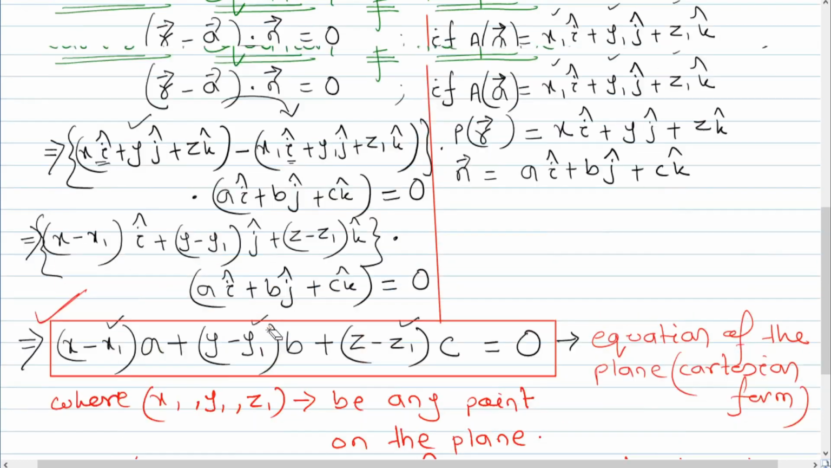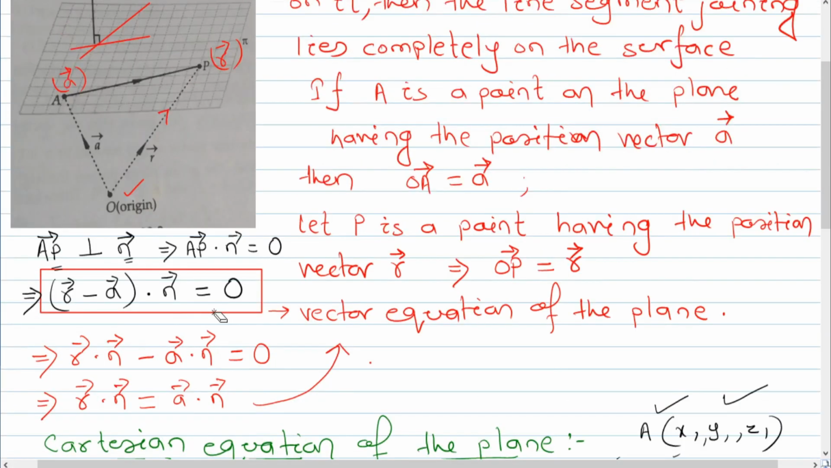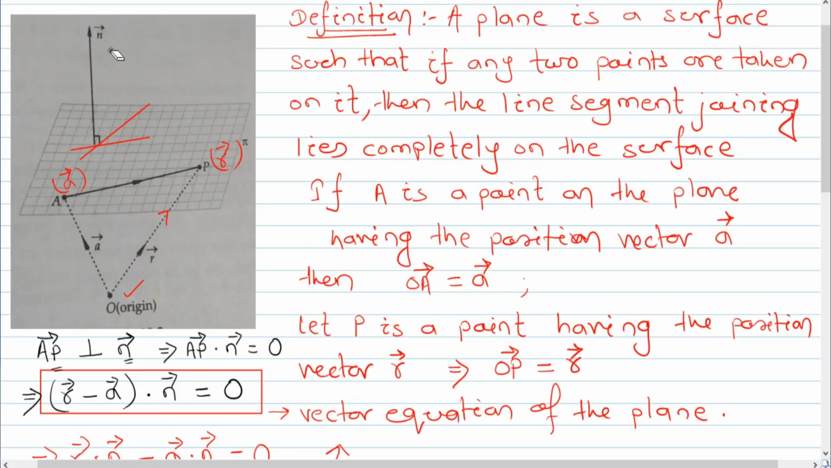Normal to the plane. This one is the normal to the plane. So DRS of this normal is A, B, C, and this point has the coordinate x1, y1, z1. This one is known to us.